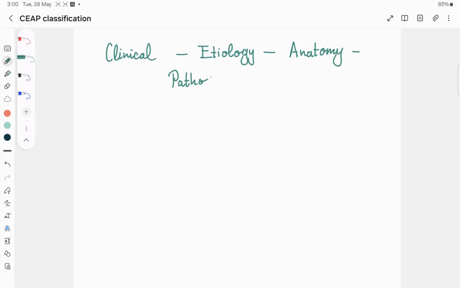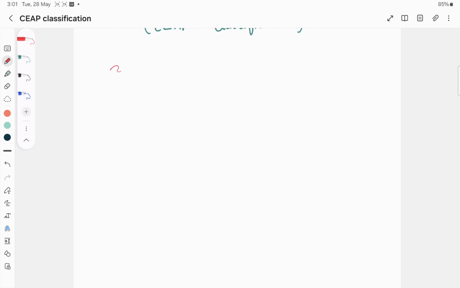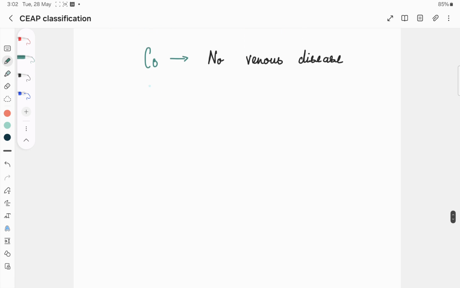Okay, so today we talk about CEAP classification. CEAP is clinical, etiological, anatomical, and pathophysiological classification for venous diseases. So first we learn about clinical classification. So we have C0 to C6. C0 is no venous disease.